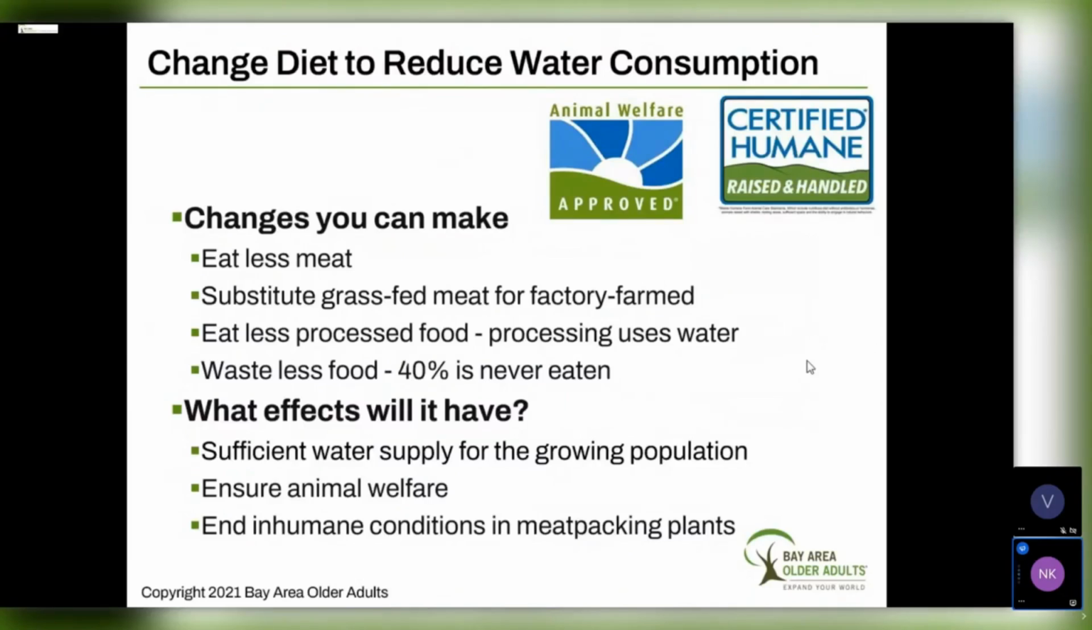You could eat less beef, replace factory farmed beef with grass fed beef. Now, the welfare certification labels shown here, which represent more humane and transparent farming practices, also mean that the cattle is grass fed. You could eat less processed food and waste less food. And what effect do we expect this will have? We should have enough water to supply for the growing demand. We should ensure animal welfare and end inhumane conditions in the meat packing plants.